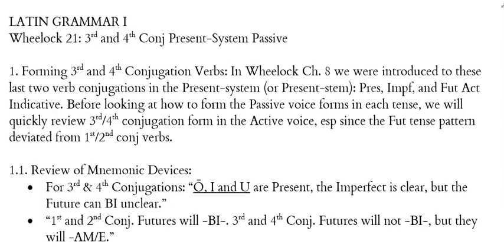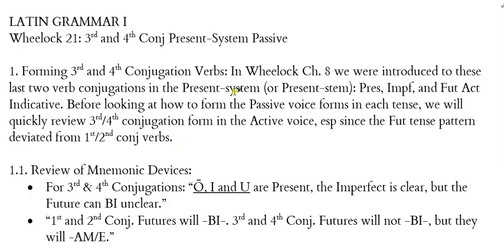Now, about forming third and fourth conjugation verbs. In Wheelock, Chapter 8, we were introduced to these last two verb conjugations in the present system, or the present stem: present, imperfect, and future active indicative. Before looking at how to form the passive voice forms in each tense, we will quickly review third and fourth conjugation forms in the active voice, especially since that future tense pattern deviates from the first and second conjugation verbs. Those are the ones that use the be tense formative or tense sign.